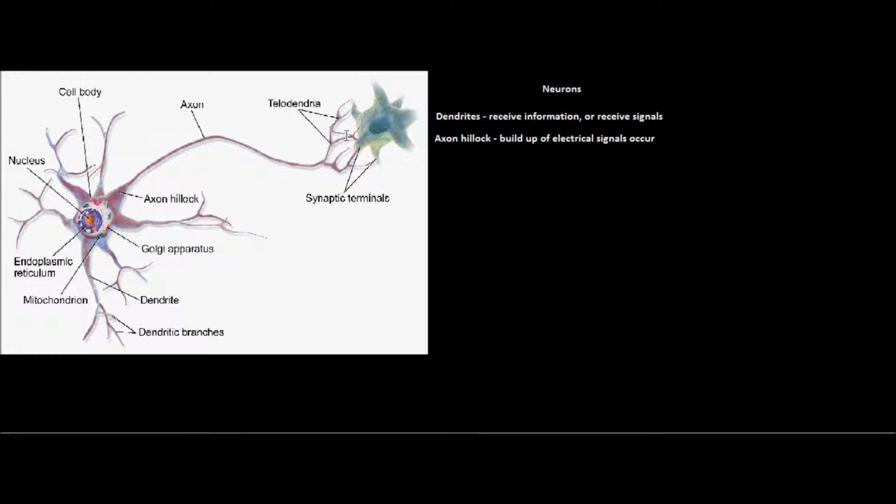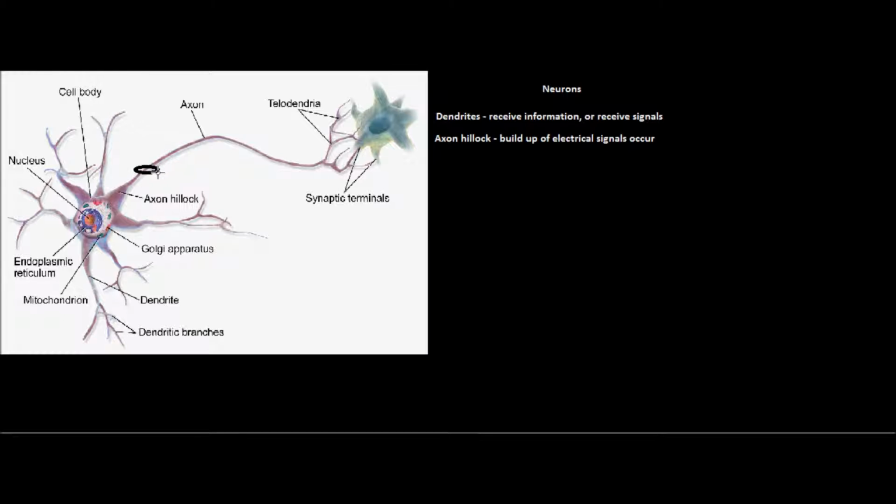Again, we're not going to linger too much on this, but the axon hillock is really important in terms of conducting and building up that information before it is fired in the form of an action potential down the axon. The information then goes in electrical form down the axon and eventually reaches the terminal buttons, which are at the other end, and that's where the signal is converted to a chemical neurotransmitter.